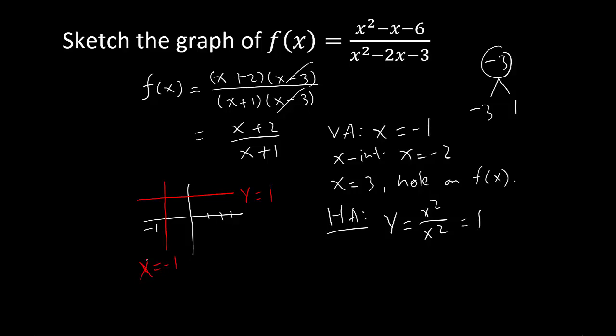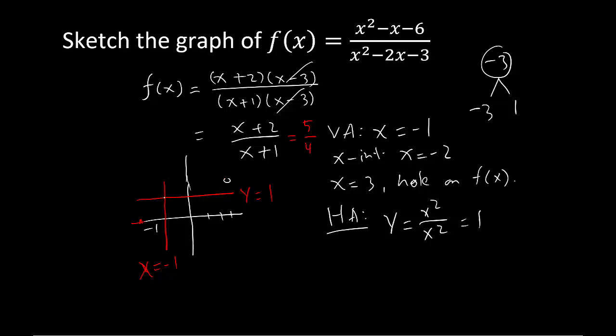Now, what I know is that I have a hole at x equals 3 and the x-intercept is negative 2, so my x-intercept will be here, negative 2. We know that at x equals 3 we have a hole, but what happens when I go close to that hole? Let me put x equals 3 in here. When you replace x equals 3, that gives you 3 plus 2 is 5, 3 plus 1 is 4. So that is 5 over 4. That means I have a point here which is more than 1. So I have horizontal asymptote y equals 1. So it looks like this.